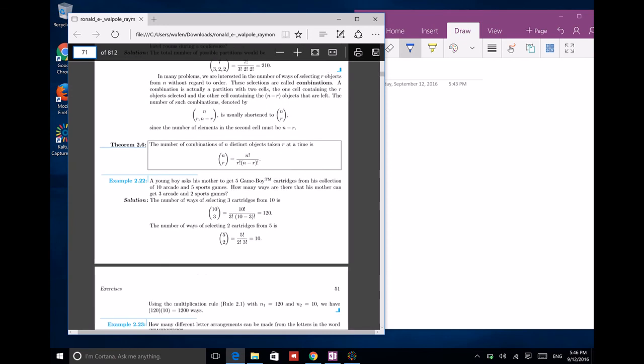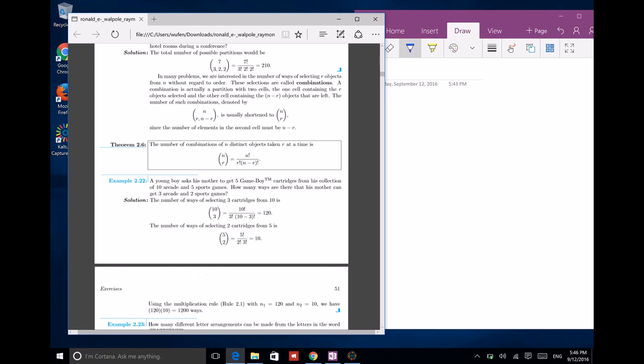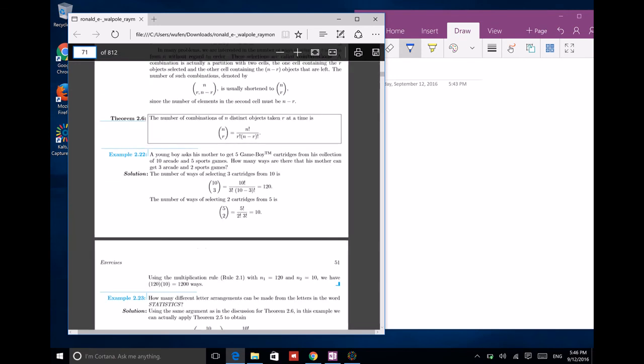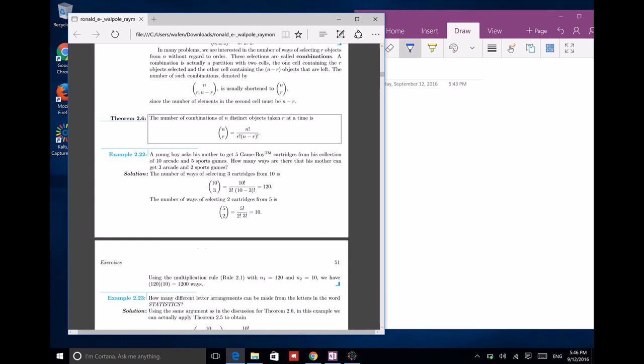And let's look at the next one. The number of combinations of n distinct objects taken r at a time, which is selecting r from n. This is a selection, which is different from a permutation. It's called combinations. For example, a young boy asks his mother to give him 5 Game Boy cartridges from his collection of 10 arcade and 5 sports games. How many ways are there that his mother can get 3 arcade and 2 sports games?